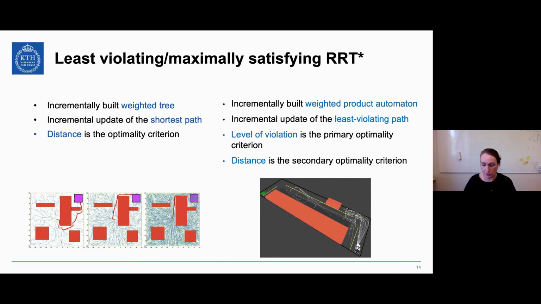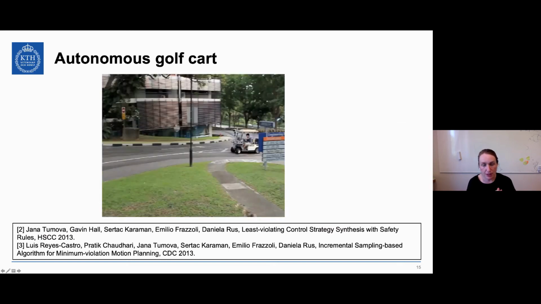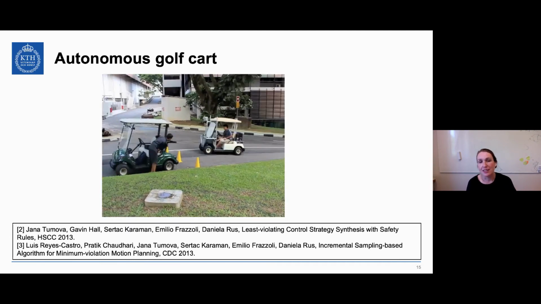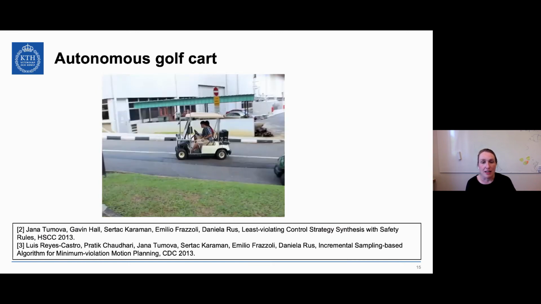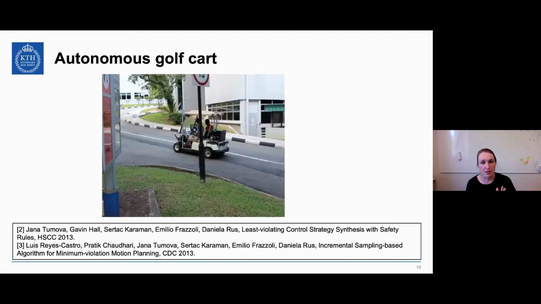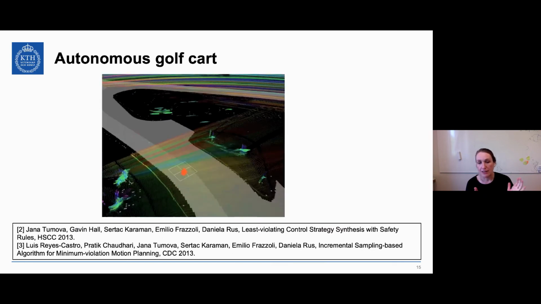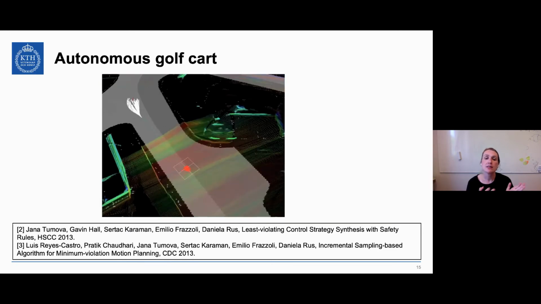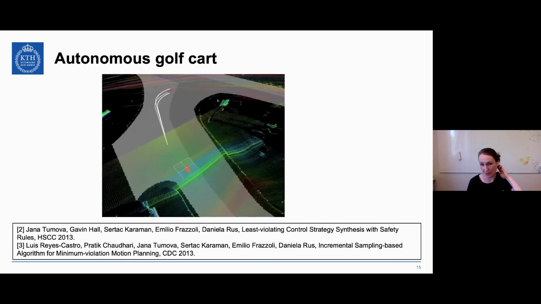So already back in 2013, we were able to put this on an autonomous vehicle, an autonomous golf cart back then. You see here basically the algorithm in action, implemented by some very smart people in Emilio Frazzoli's group. And you saw that the obstacle was passed very closely, and then the car returned back to the left lane. In this case, it's the left lane because we are in Singapore.